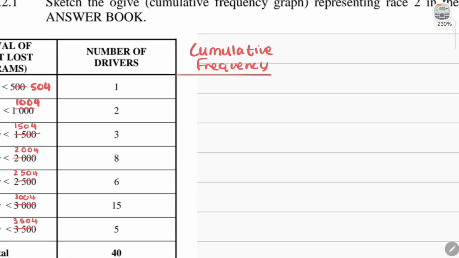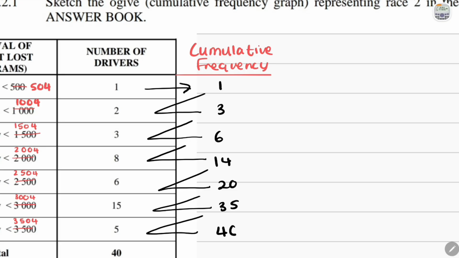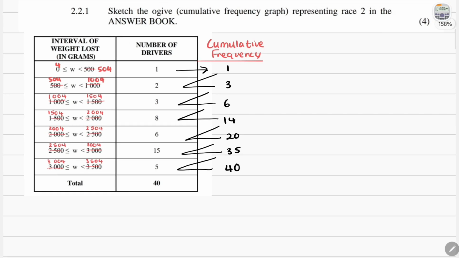And now we can go ahead and find the cumulative frequency column. This part is really quick to get. You're just going to take the frequency and add as you go on. So we first drag 1 here, and then 2 plus 1 gives us 3. 3 plus 3 gives us 6. 6 plus 8 gives us 14. 14 plus 6 gives us 20. 20 plus 15 gives us 35, and 35 plus 5 gives us 40. And there we go. This is our cumulative frequency column.